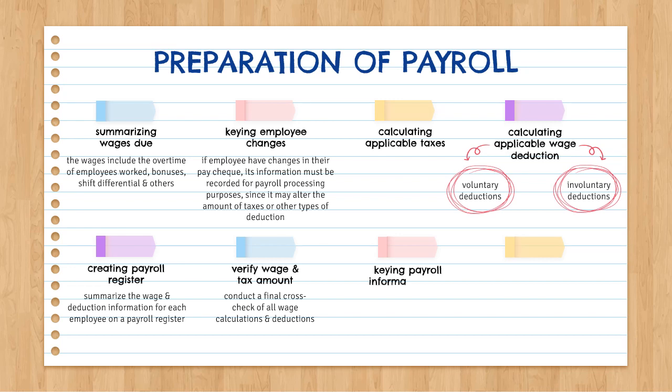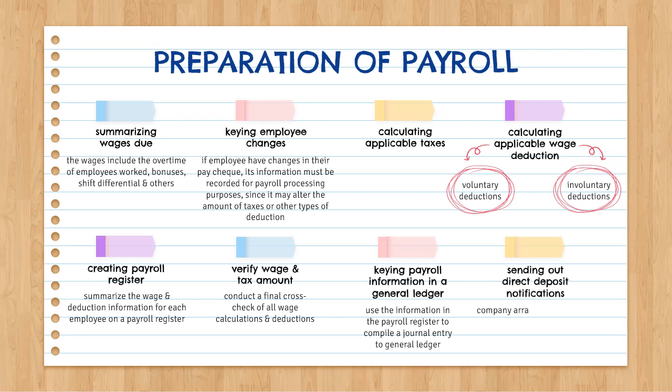7. Keying payroll information in the general ledger, by using the information in the payroll register to compile a journal entry to the general ledger. And 8. Sending out direct deposit notifications. The company arranged with a local bank to issue payment directly to employee accounts.